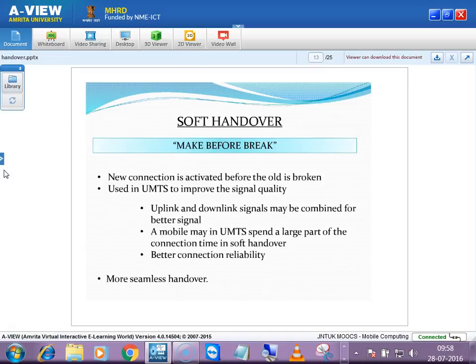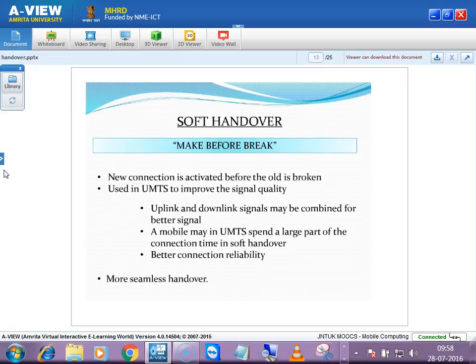New connection is similar. New connection is activated before the old is broken. Used in UMTS to improve the signal quality. So what happens is, when you are speaking on the phone, there is no lapse of even a millisecond or microsecond of time, right? In hard handover there may be some lapse, but which you won't recognize.